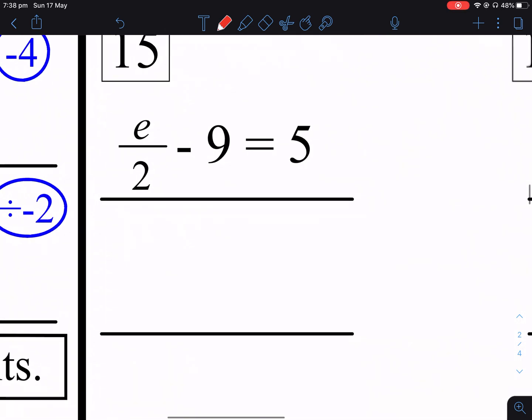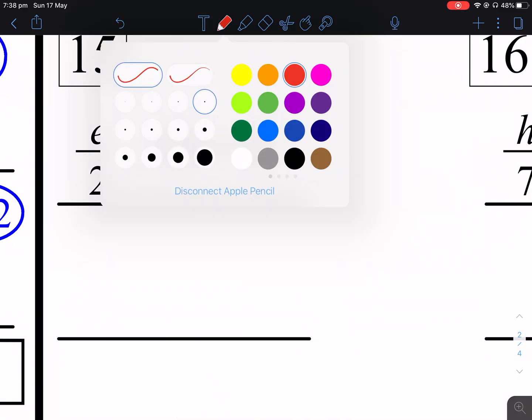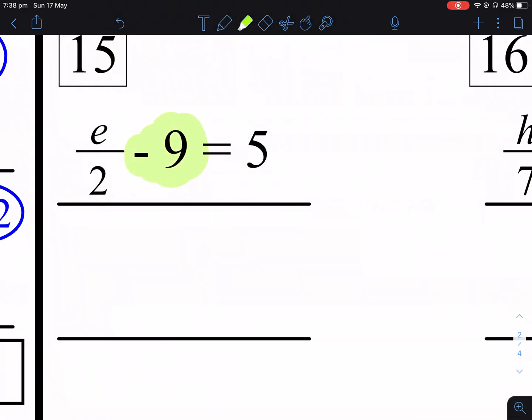Okay, we've got e over 2 minus 9 equals 5. So we need to get rid of this thing first. What's the opposite of minus 9? Plus 9.